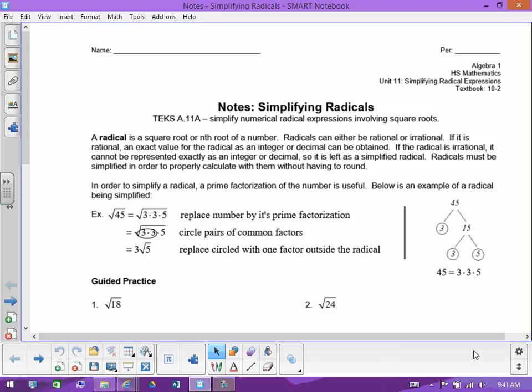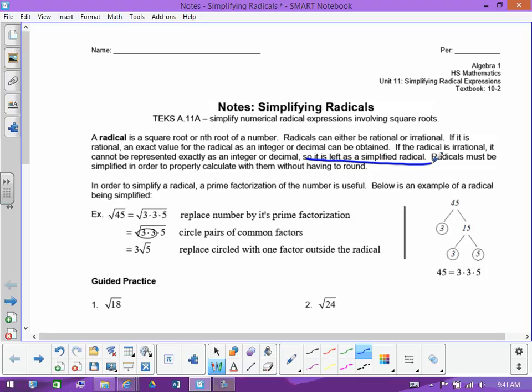Okay, so it gives you the definition of the radical. It simply means it's the square root or the nth root. They can be rational or irrational. Rational is what we want because those give us integer numbers, ending decimals, positives, negatives, and so on. If it's irrational, it cannot be represented as an integer or decimal, so it's left. So if we have those prime numbers that we talked about last time, we're going to leave those, because we don't want decimals, that's the whole point.